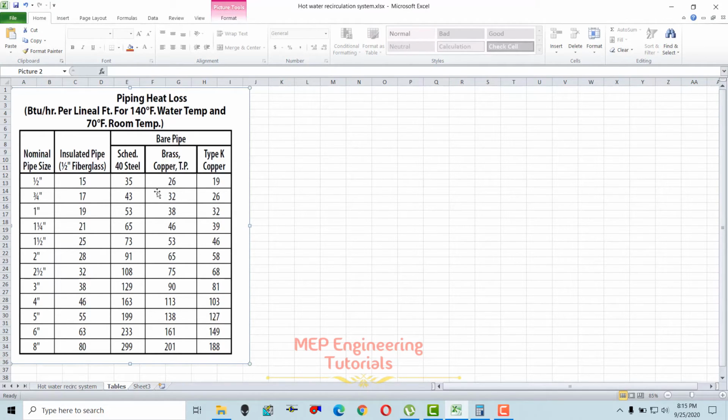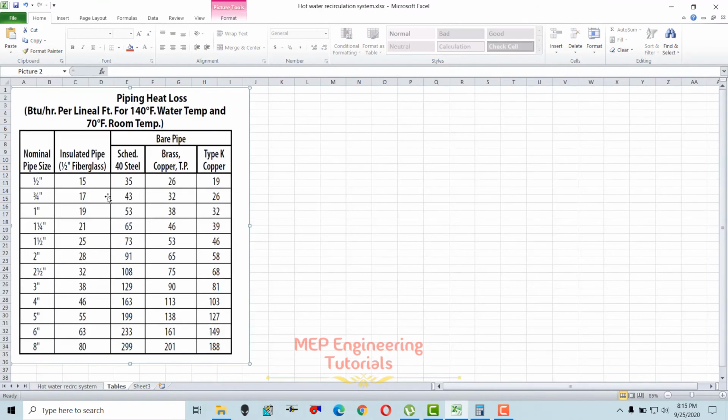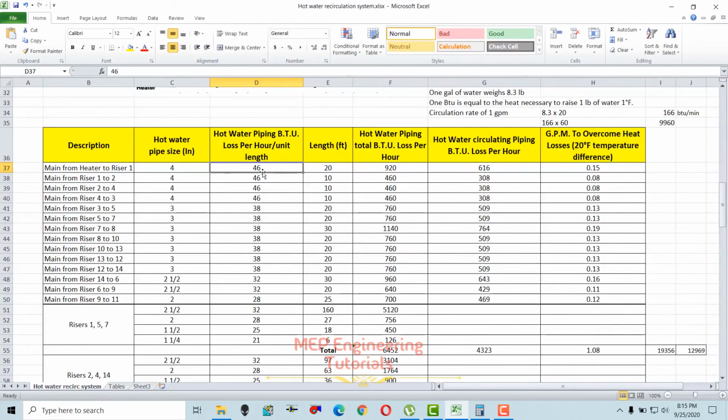If you have bare pipes without insulation, you have to use these values. If you have insulated pipe, you have to use this column's values. Since our pipe is insulated with half-inch fiberglass insulation, it's this one. First I have a 4-inch pipe size, so I have to write the heat loss value for a 4-inch pipe with insulation. You see that it's 46, so I write 46 here.